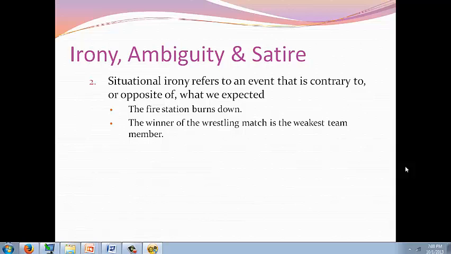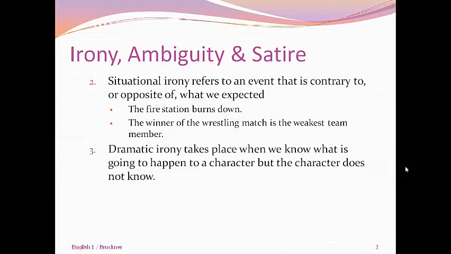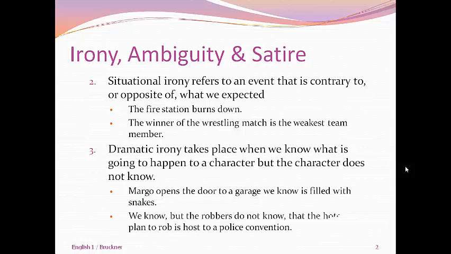Oftentimes we get situational irony for real in sporting events, where you have the underdog coming through at the end, and we're all rooting for him, but coming through at the end and winning the whole thing. That's situational irony. Then our third type is dramatic irony. And dramatic irony takes place when we know what's going to happen to a character, but the character doesn't know.